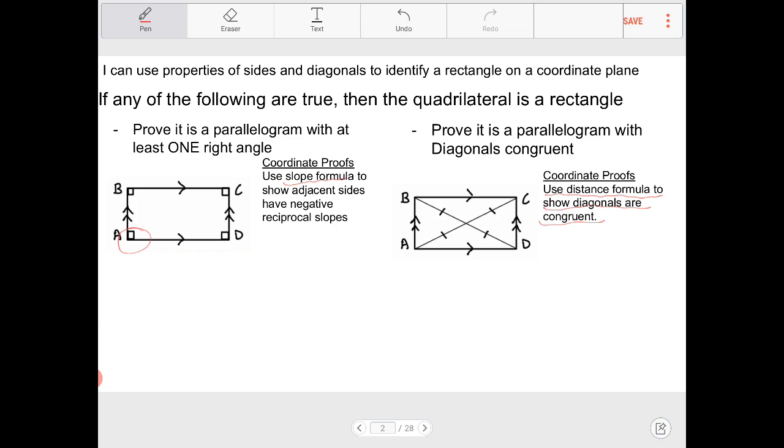You can also show that the diagonals bisect one another. Remember that that was one of the properties of a parallelogram. If the diagonals bisected one another, then that would be sufficient information to show that the quadrilateral you're dealing with is in fact a rectangle. So yes, distance formula to show the diagonals are congruent, but also one of those other properties to show that this is in fact a parallelogram. Okay, so let's take a look.